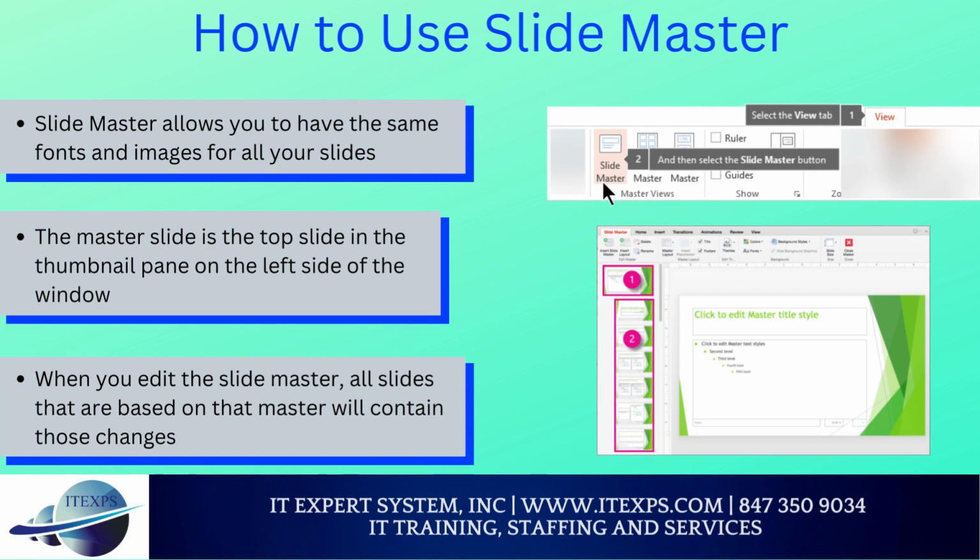How to use Slide Master. When you want all your slides to contain the same fonts and images, such as logos, you can make those changes in one place, the Slide Master, and they'll be applied to all your slides. To open Slide Master View, on the View tab, select Slide Master. The master slide is the top slide in the thumbnail pane on the left side of the window. The related layout masters appear just below the Slide Master. Slide Master allows you to have the same fonts and images for all your slides.